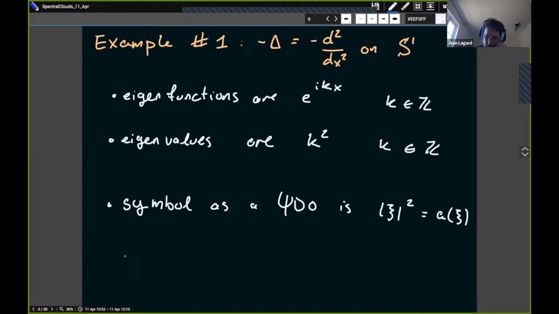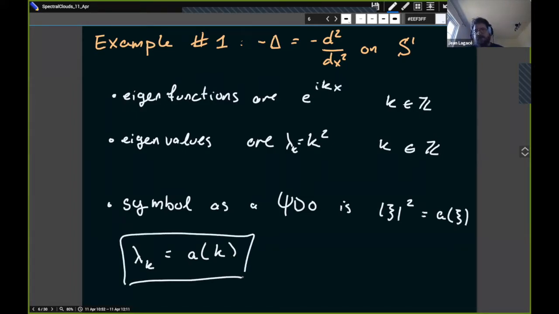So lambda_k is a(k). And here I have purposefully not necessarily ordered them in increasing order. If you want to label them in increasing order, take your favorite mapping from Z to N, so that these will increase. This is not really a problem, but this identity here is what is quite important in this situation.